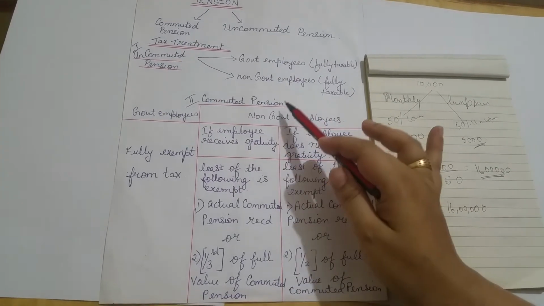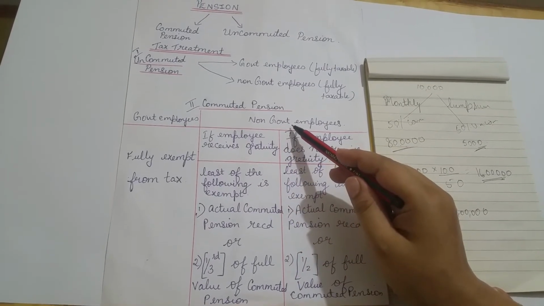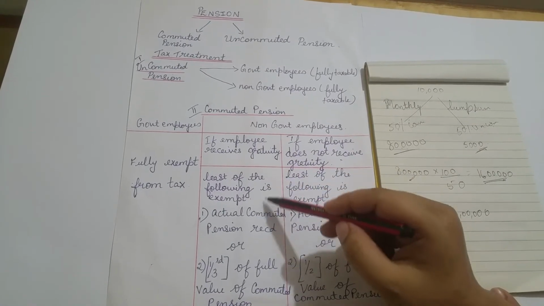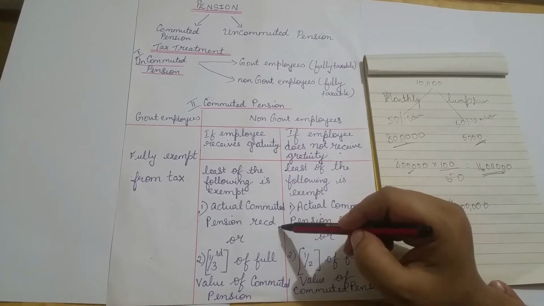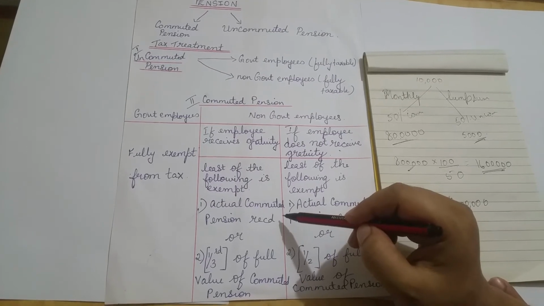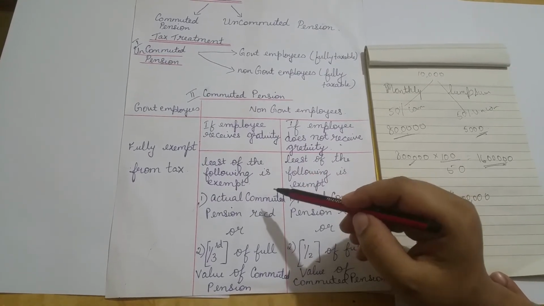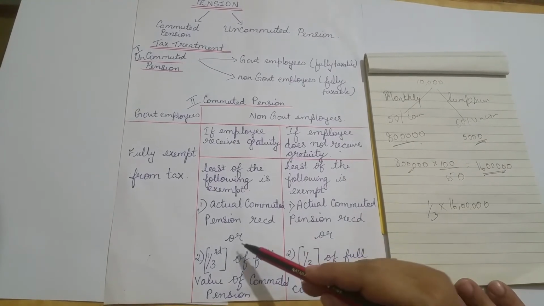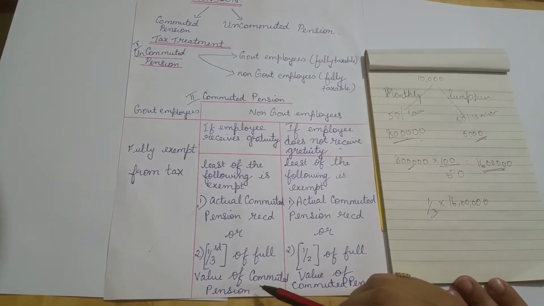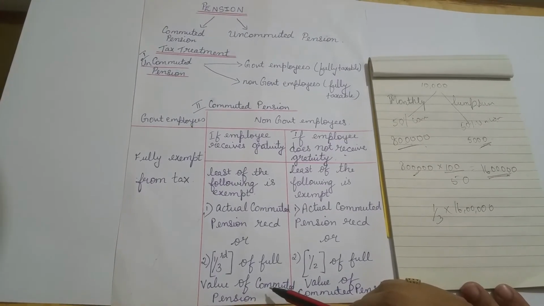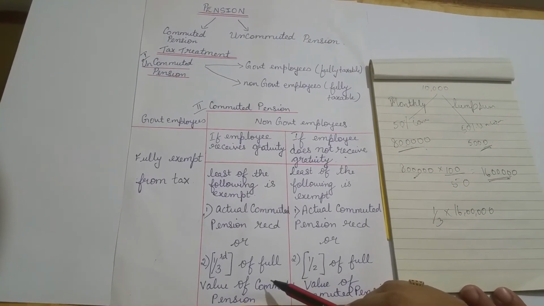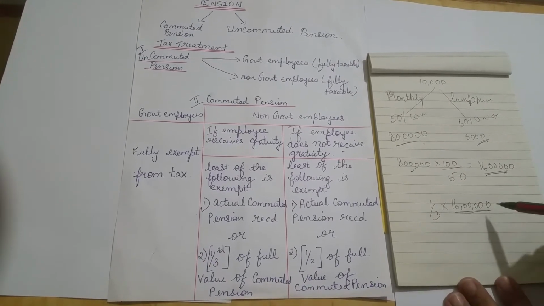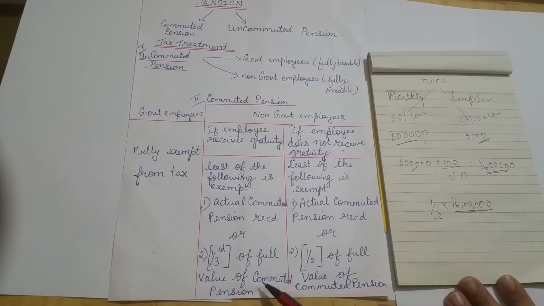So first thing, if it's commuted pension, you need to see if the non-government employee is receiving gratuity or not. If the employee is receiving gratuity, then least of the following is exempt. Actual commuted pension received means the actual amount which he's got, for whatever pension he's commuted, 50%, 40%, whatever it is. So in this problem, 8 lakhs will be over here. Or 1/3 of full value of commuted pension means if the pensioner had commuted the entire amount of pension, 100%, then whatever is the 100% value, which in this case is 16 lakhs, the 1/3 of that value you will write over here.